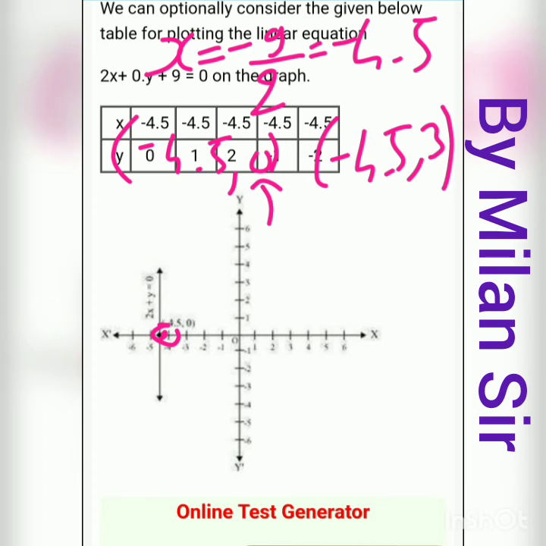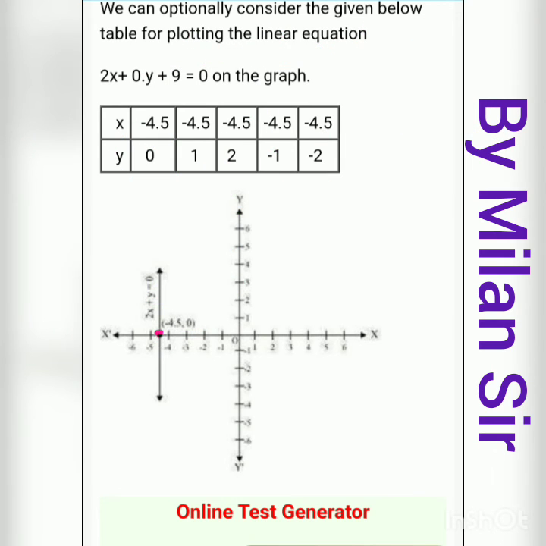Now we need to locate our second point. It is minus 4.5 and 3, right? Now on the y-axis we need to check 3. Okay, so this is the location of our second point, minus 4.5, 3. On the x-axis it is minus 4.5, on the y-axis it is 3. So here our 2 points are ready. One is here and one is here. Now join these 2 points with the scale, so you will get one line.